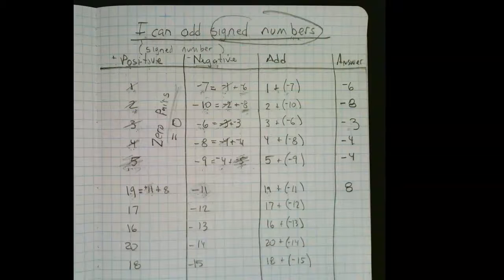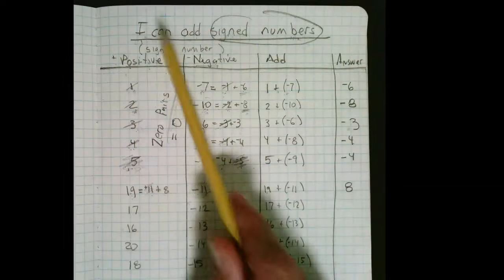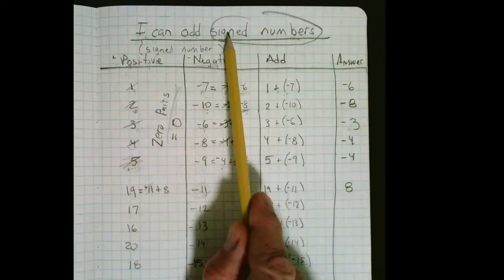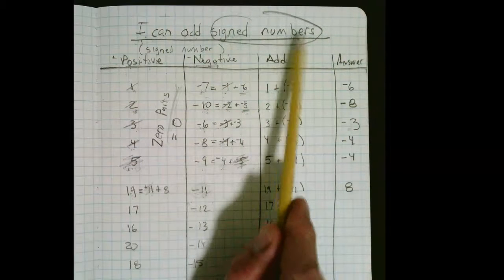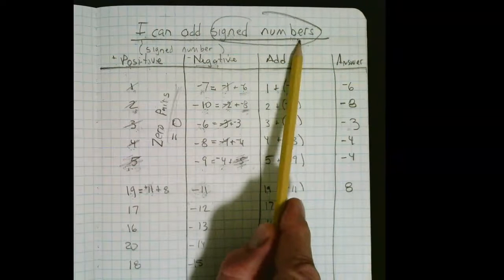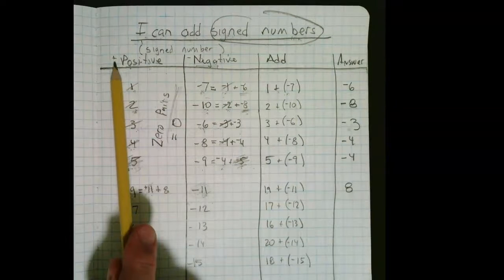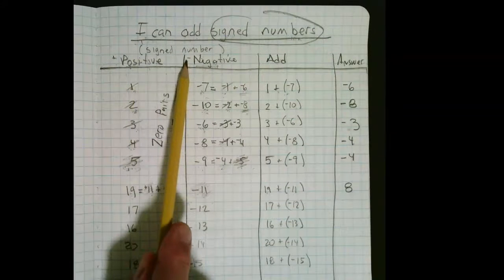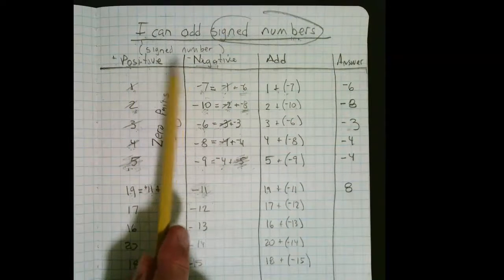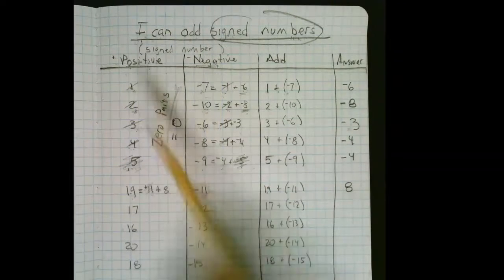Hey everyone, today our learning target for this week is I can add signed numbers. And what we mean by signed numbers is that they're either positive or negative. They have that sign in front, a little plus sign or negative sign. So I can add positive and negative numbers. And we're going to do some examples today.